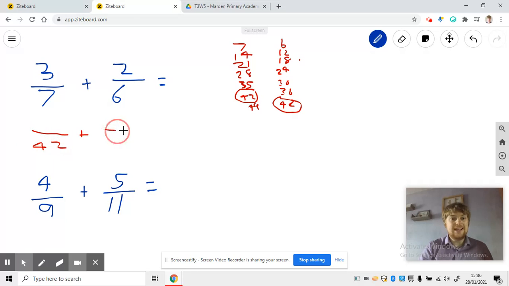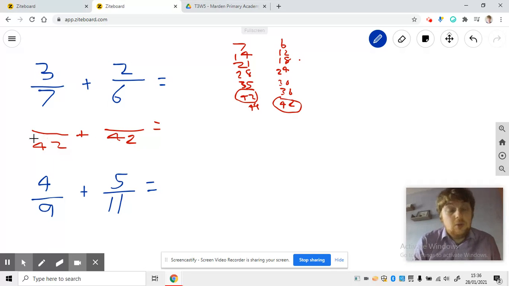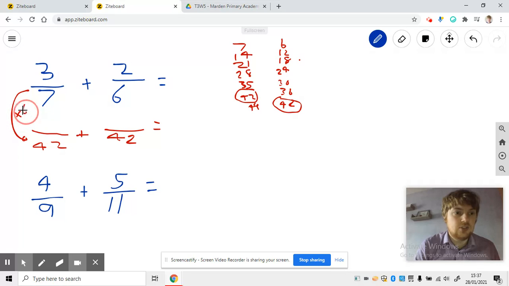Now, a quicker way for this example to have reached our common denominator would be to have done 7 multiplied by 6, because we know 7 multiplied by 6 is 42. And that's why that just happens to be the first common multiple and common denominator that we can have. So quickly, 7 times 6 is 42. We now then obviously need to establish this pattern. So here, to go from 7 to 42, we've had to multiply by 6.